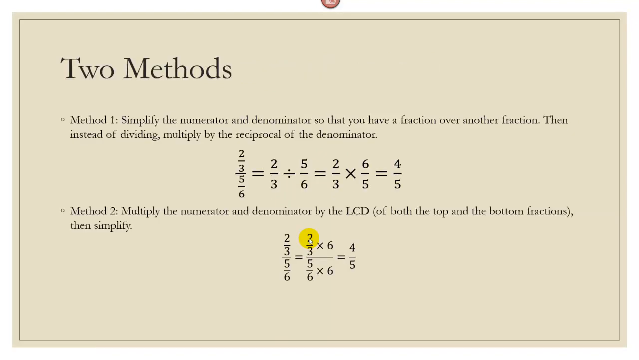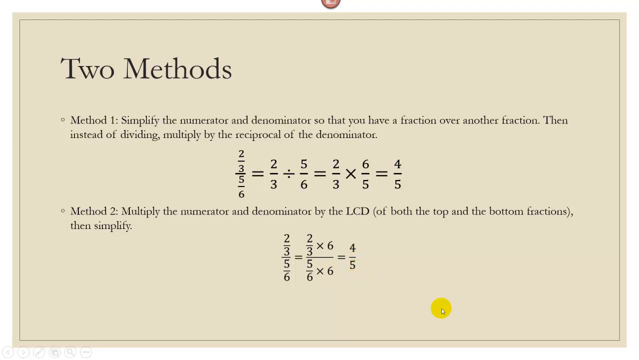For method two, this one will always work right from the start. You don't have to do any kind of prep work for it. But for this, we need to look at the top and look at the bottom of our big fraction and find the LCD of every term that we see. So here we have a 3, here we have a 6, so the LCD would be 6. Next, we just multiply the numerator and denominator of the big fraction by that 6. Well, 2/3 times 6 just gives you 4, and 5/6 times 6 just gives you 5. So therefore, our answer would just be 4/5.